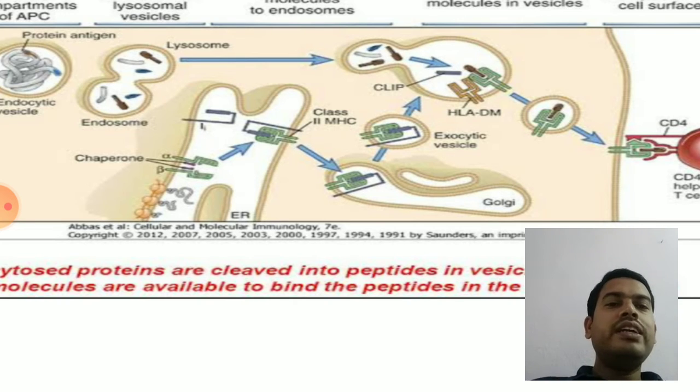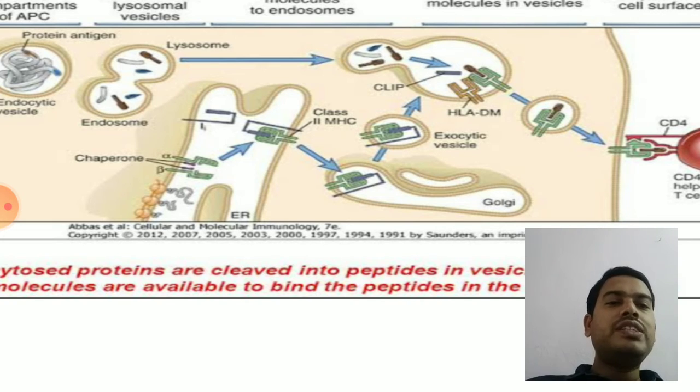You can clearly see the antigenic peptides will first bind to HLA-DM. It is a non-classical MHC class 2 molecule, and then from HLA-DM it will bind to the class 2 MHC molecule. So here the invariant chain will be removed and the antigenic peptide will be bound on the surface of the class 2 MHC molecule.